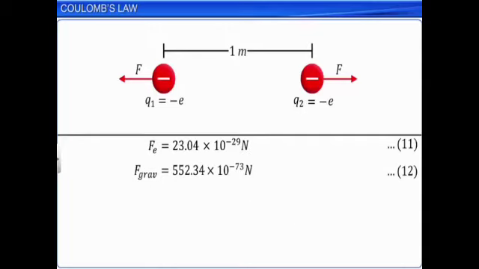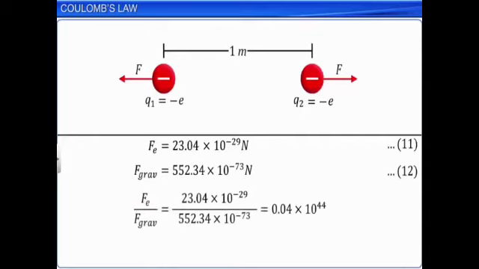Dividing equation 11 by equation 12, we have the ratio between electrostatic and gravitational forces, and we can see that the electrostatic force is enormously greater than the gravitational force.